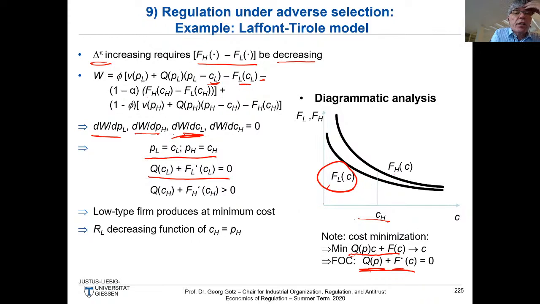Whereas the interesting thing is the CH here. That's what you distort, because you see the CH shows up here in the profit of the high type, and it shows up in the rent.